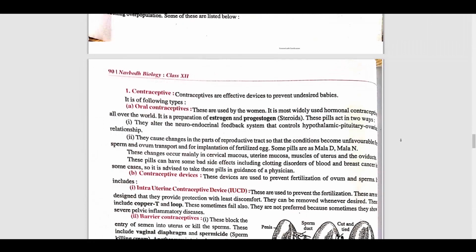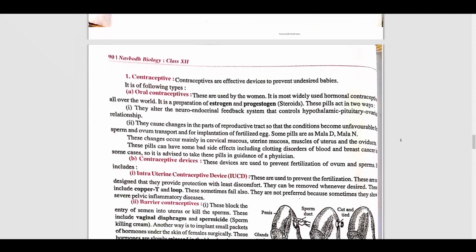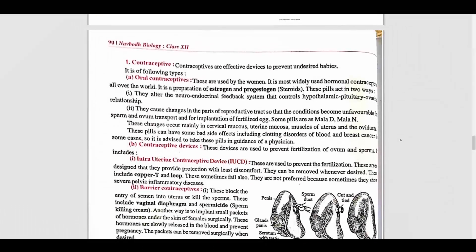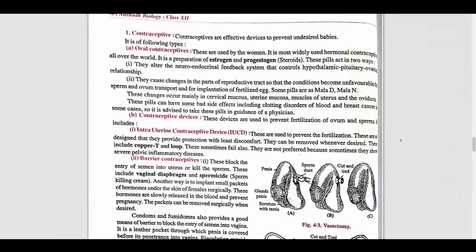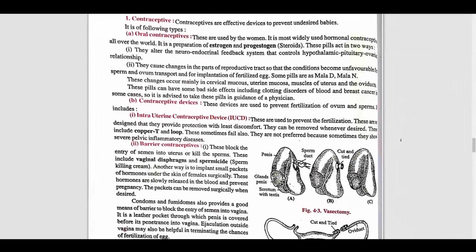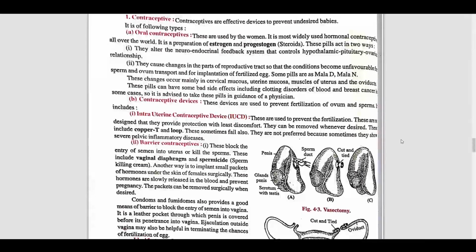A woman can get pregnant if a man's sperm reaches her egg, also known as the ovum. So contraception tries to stop this from happening by keeping the egg and sperm apart, or at a distance. In short, we can say it stops egg production. In contraception we have different types of methods.